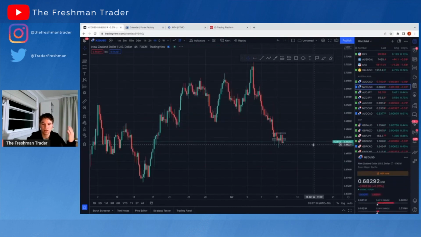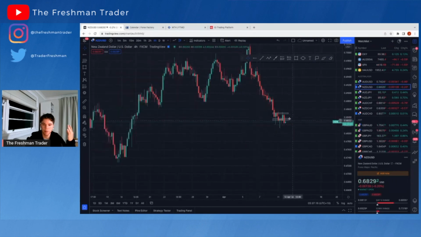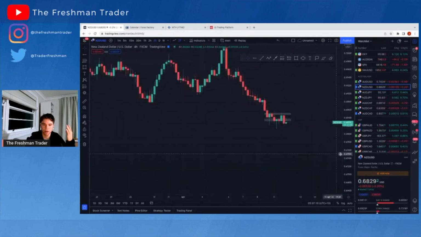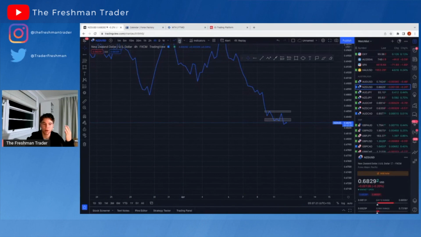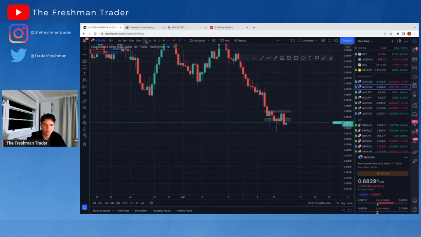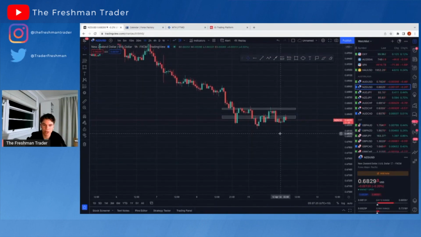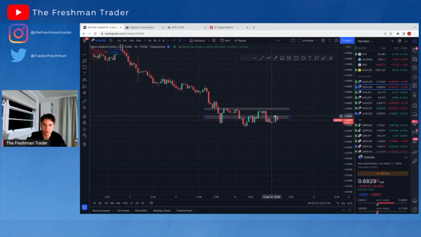Okay, New Zealand dollar US dollar is a very similar setup. You can see created a new lower low over here as we've broken and closed below this structure. Now we need to wait for that rejection. Again, look for those wicks.